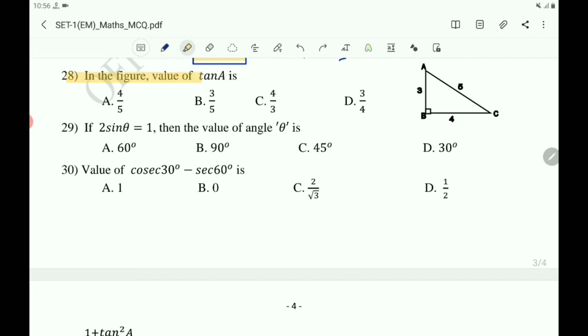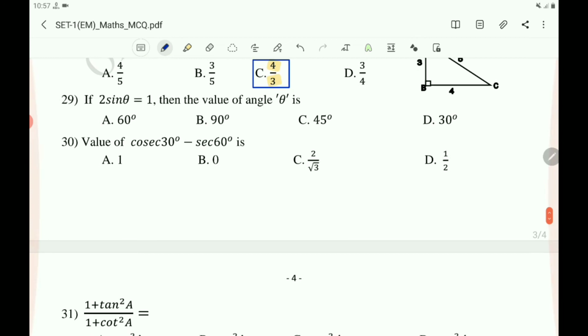Then you take the question number 28. In the figure, the value of tan A is. Here A is here, and you know that tan A is opposite side by adjacent side, 4 by 3. Directly you can find the ratio. So 4 by 3, where is 4 by 3? 4 by 3, option C, 4 by 3.